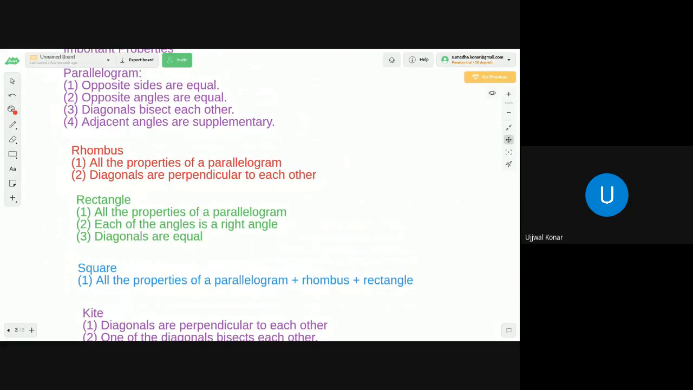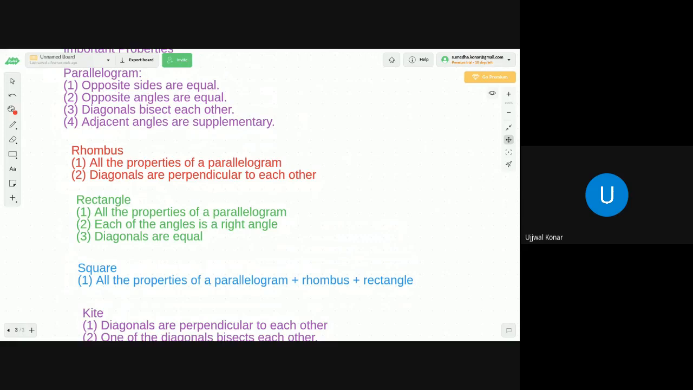Let me repeat once more. What are the properties of a parallelogram? Opposite sides are equal, opposite angles are equal, diagonals bisect each other, adjacent angles are supplementary. These four are the properties of a parallelogram. What are the properties of a rhombus? All the properties of a parallelogram are valid for the rhombus. On top of it, in a rhombus the diagonals are perpendicular to each other.